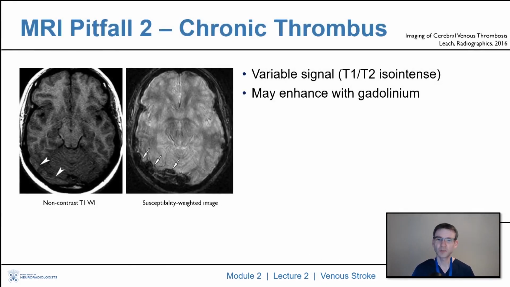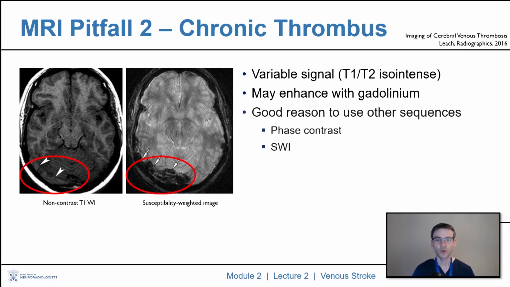And chronic thrombus can be a pitfall as well. I don't have a great case to show you, so here's a case from the literature where on the non-contrast T1 weighted image, there's kind of iso-intense signal within the transverse sinus. But on the susceptibility weighted image, we see a blooming artifact confirming that there's thrombus there. So chronic thrombus can have variable signal in T1 or T2 and sometimes can enhance with gadolinium as well.